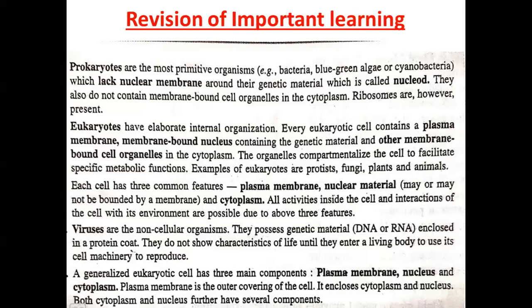Each cell has three common features: plasma membrane, nuclear material, which may or may not be bounded by a membrane, and a cytoplasm. All activities inside the cell and interactions of the cell with its environment are possible due to the above three features.